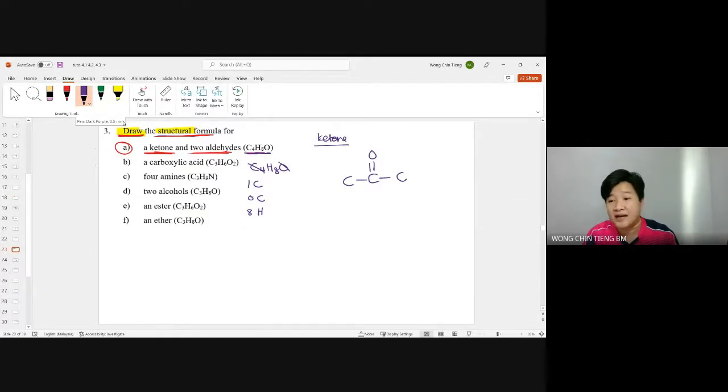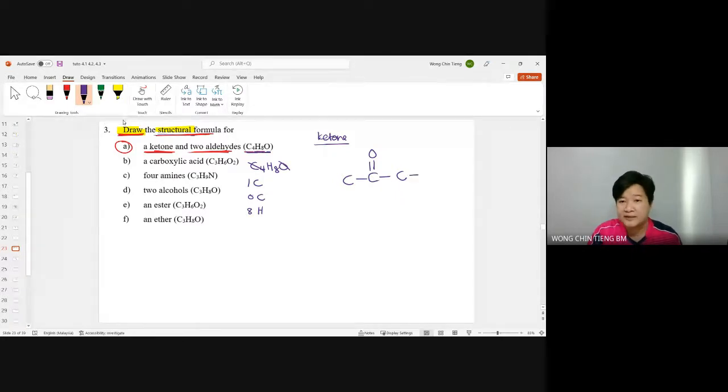Sebab soalan tak cakap dia nak macam mana. So saya letaklah carbon tu di kiri atau kanan. It doesn't matter. I just chuck in my carbon. So I'm done with the carbon. I already done with the oxygen from beginning. Okay? And then I have 8 hydrogen to go. And the 8 hydrogen is the only 8 hydrogen that we can use.